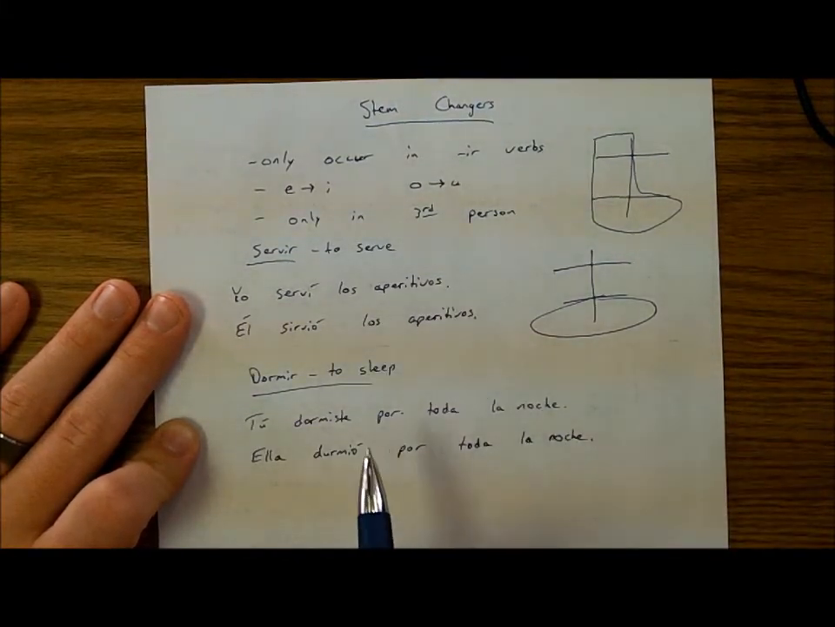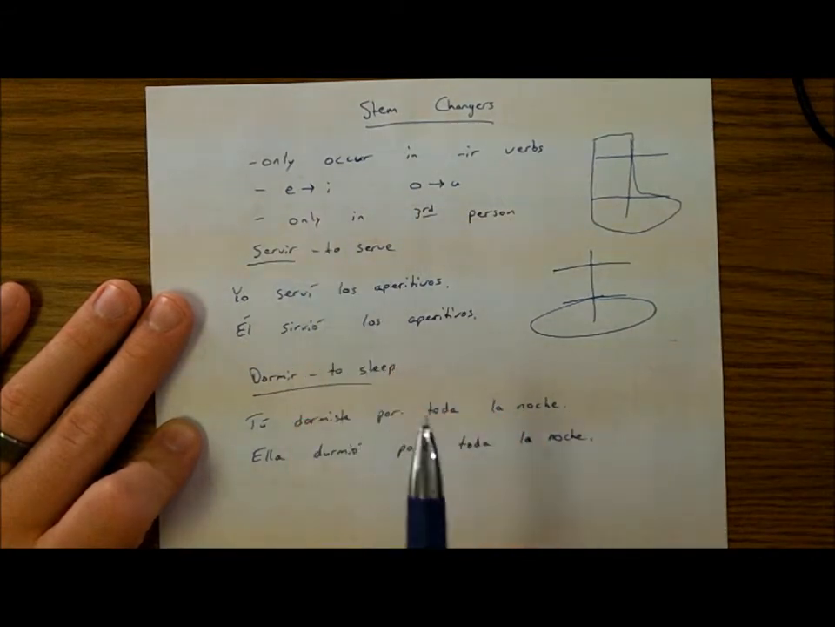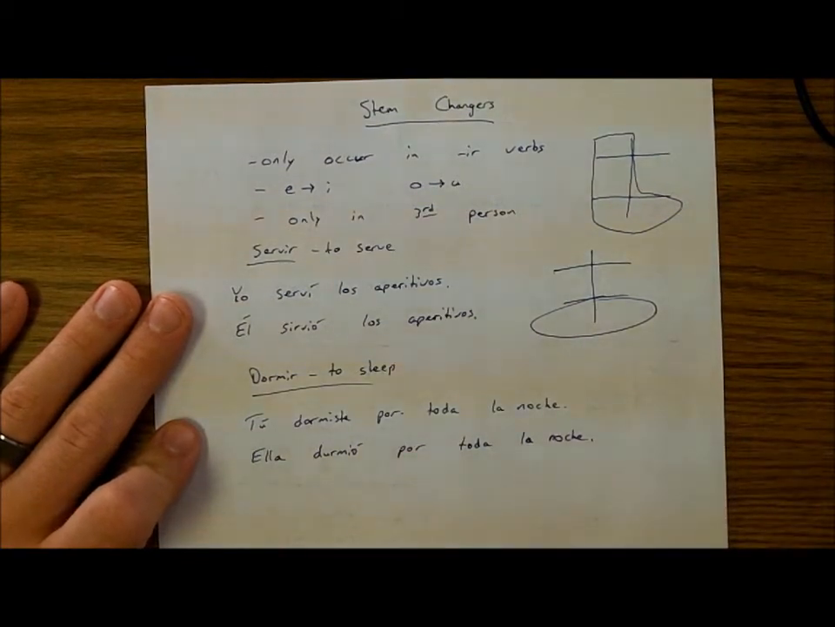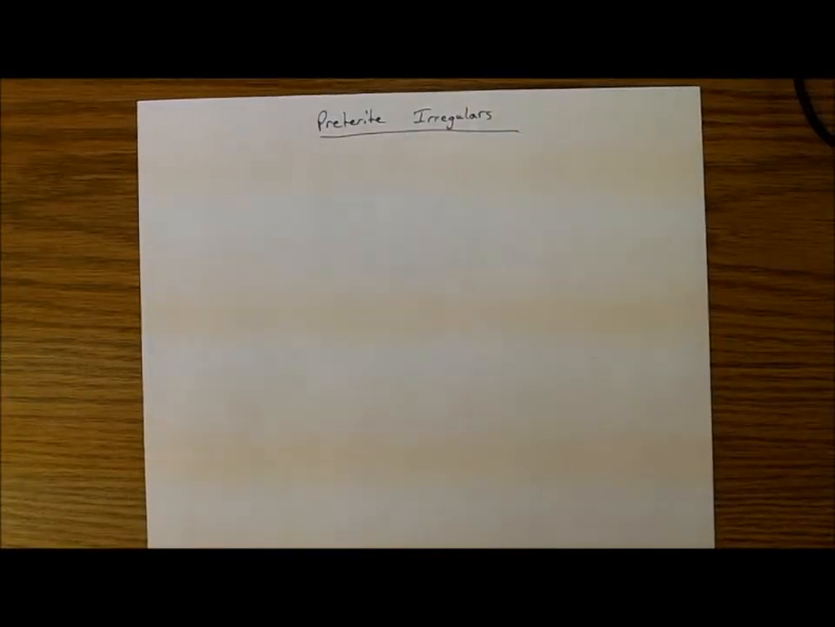So those are the only two types of stem changes. E to i, o to u, only occur in -ir verbs, and they're only in the third person, which is the él, ella, usted, or the ellos and the ustedes. Like in all tenses in Spanish, there are some irregulars in the preterite tense. I'm going to try to group them together here by their similarities in order to help you remember them.